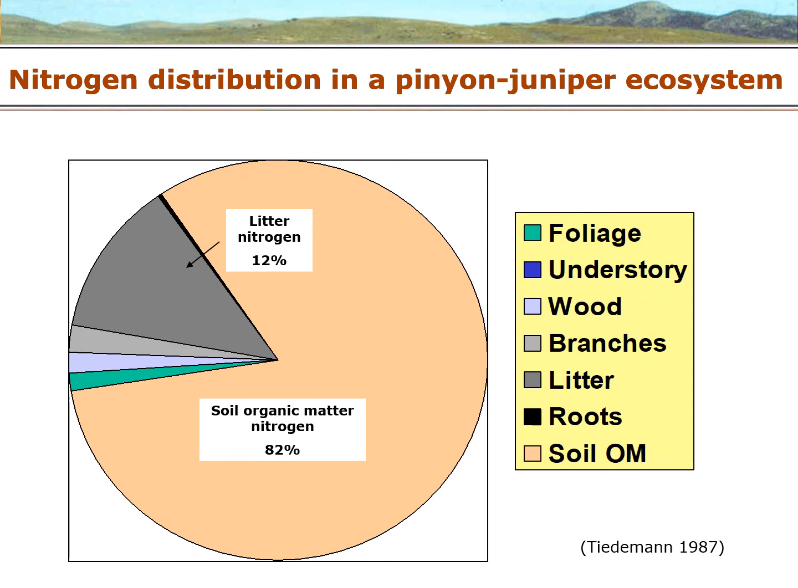The nitrogen distribution in pinyon juniper ecosystems is a little different, with up to 18% located in the above ground biomass. These systems are therefore more susceptible to loss of nitrogen during a fire. And that concludes the lesson, and we'll talk more about soils in the next lecture.